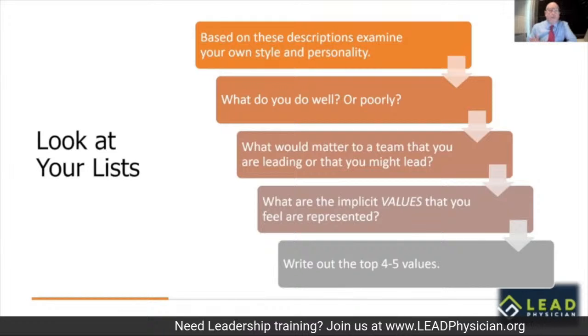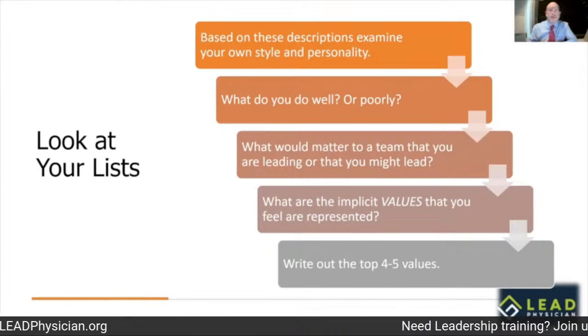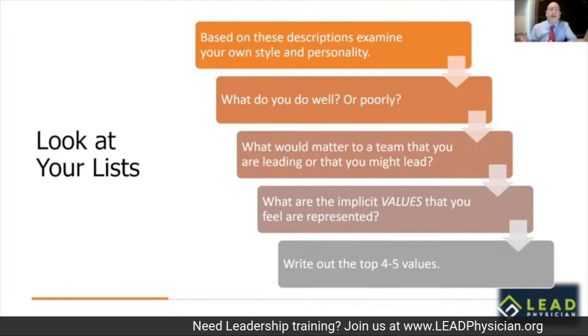And then finally, what are implicit values that you feel are representative? You've gone through this list. Now let's break it down into those values. If you say that communication is important, then how do you put that into a value statement?